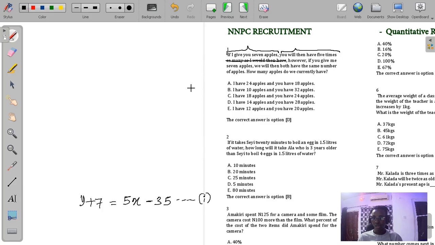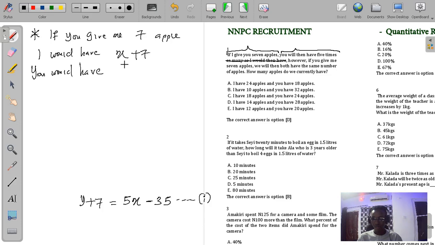However, if you give me, this time around, you are giving me seven apples. That means I will add to my own and I'll remove from your own. And I'm still using X as the number of apples that I have, and I'm still using Y as the number of apples that you had initially. You get that logic? So if you give me seven apples, I will then have X, I'll add seven to my own. You are giving me seven apples this time around. But in your own case, you would have Y. You gave me seven apples, so I'll remove seven from the number of apples that you have. Y minus seven.